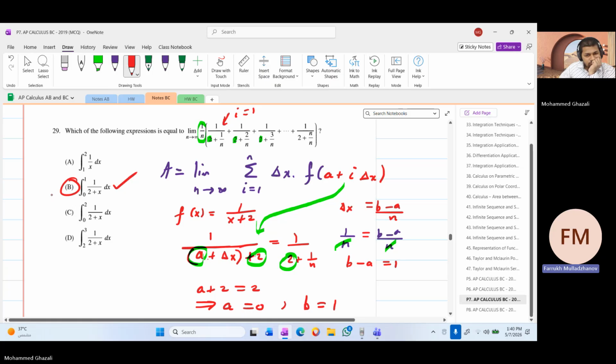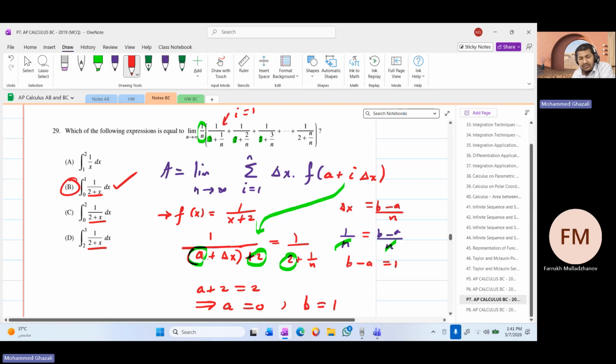So again, how did I get 1 over a plus delta x plus 2? Let me check the function. The function is 1 over x plus 2, because the only thing that's changing is the 1 over n, 2 over n. So it has to be 2 plus x. You see all of them go 2 plus x, 2 plus x, 2 plus x. So I assume the function is f of x equals 1 over x plus 2.